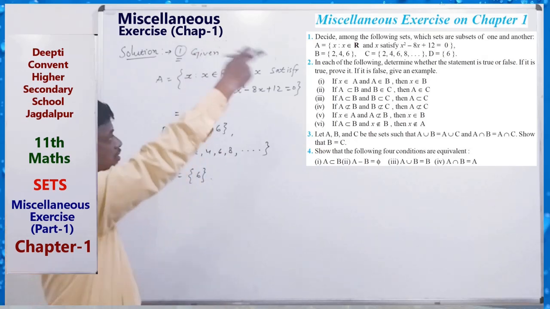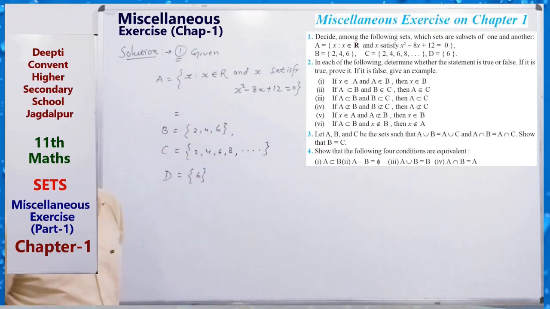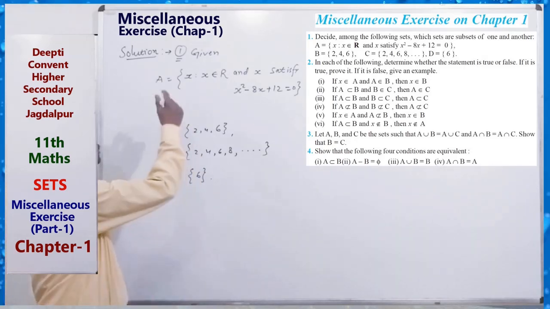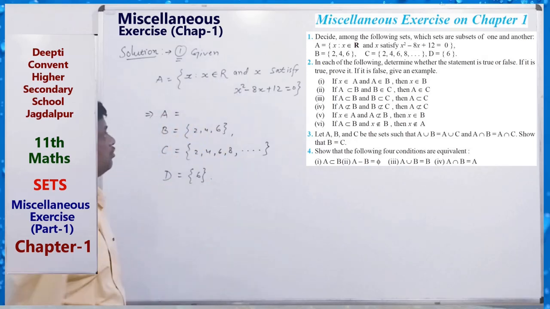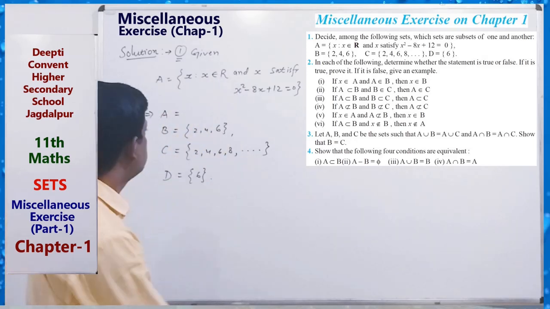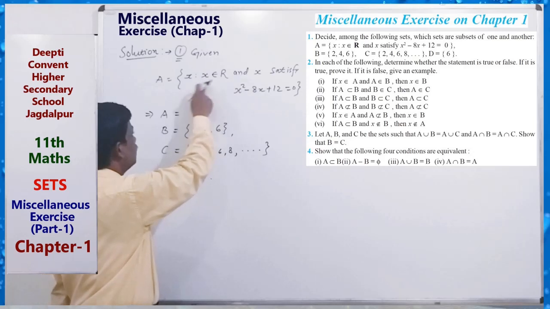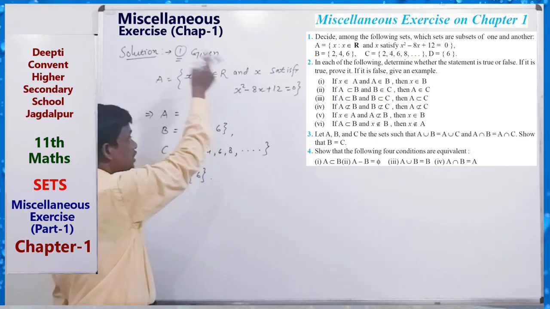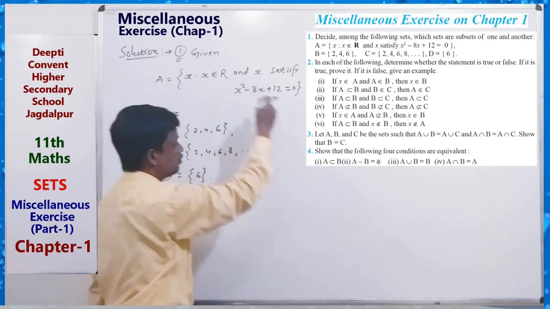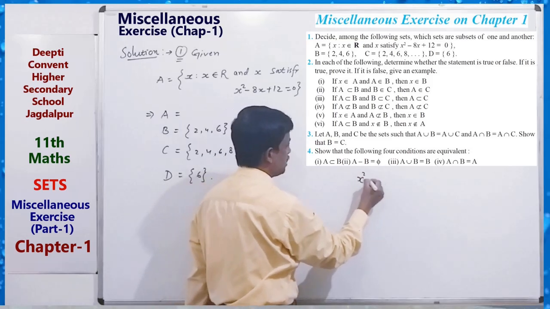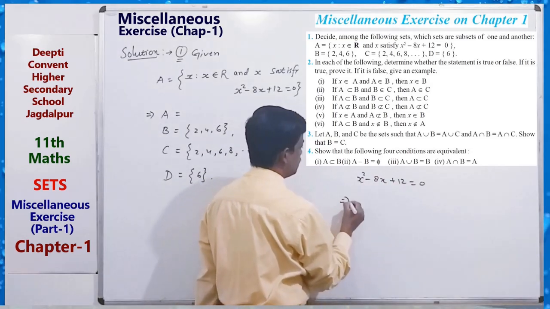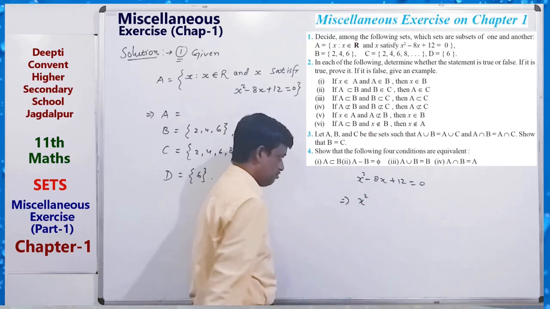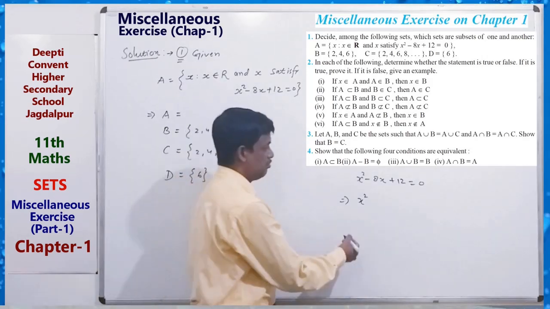So here the first set is given in set builder form, so we have to find its roster form first. Roster form means in this set the elements are real numbers and satisfy this equation. What is the solution of this equation? x square minus 8x plus 12 equals 0. So we can factorize it and solve it.